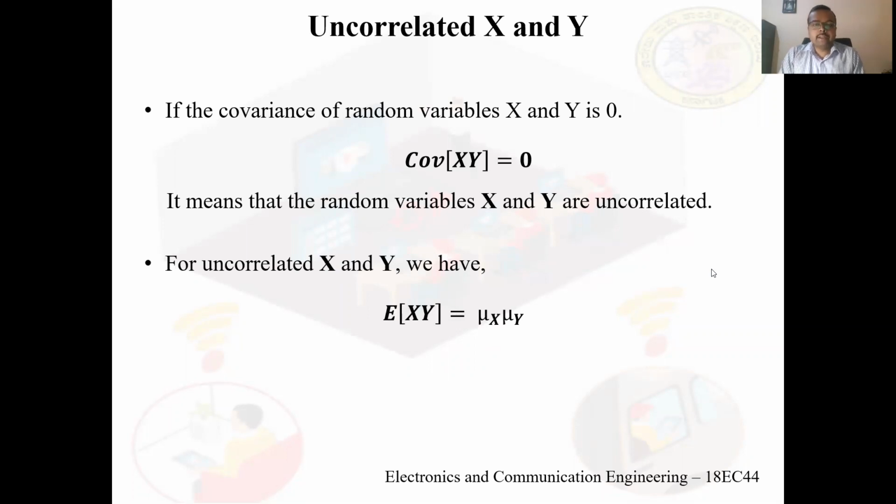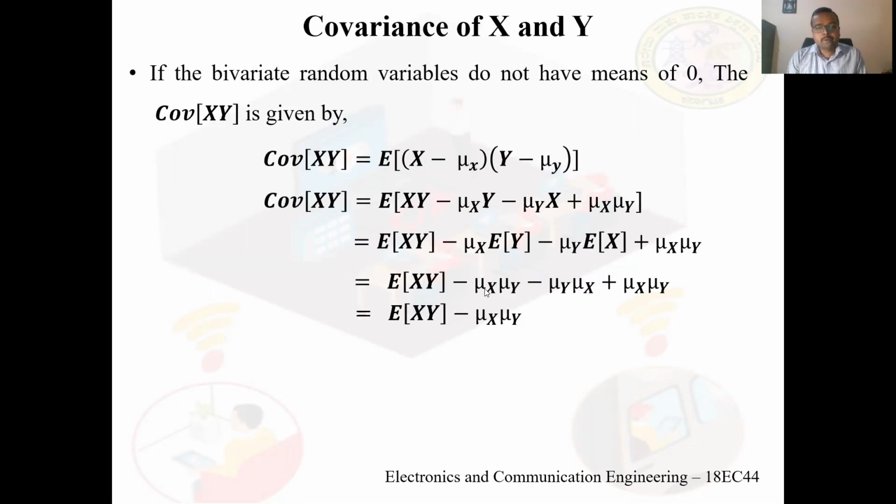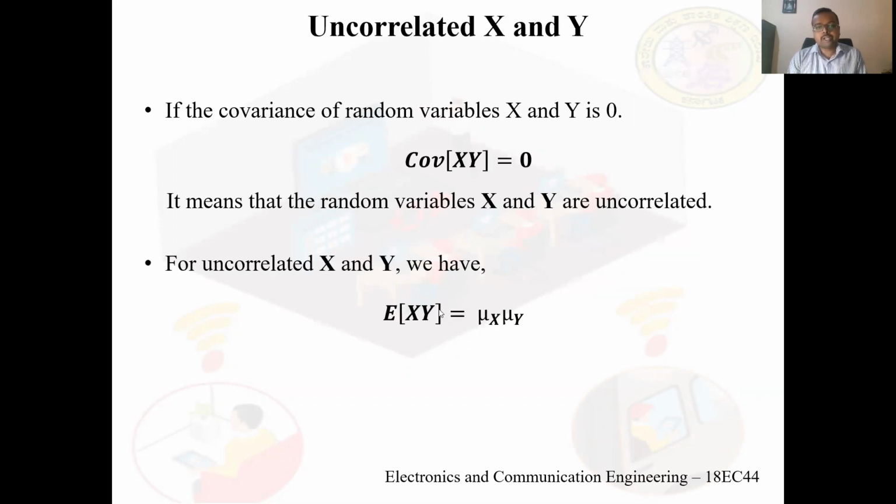Now, when we say that the random variables x and y are uncorrelated, if the covariance of random variable x and y is equal to 0, we say that the random variables x and y are uncorrelated. For uncorrelated random variables x and y, now how is the above equation reduced? Since the covariance is 0, what was the previous example we have? Covariance is xy here, right? Since this is 0 here, if I take this mu x mu y on the other side of the equal to sign here, what we get now? E xy is equal to mu x mu y.